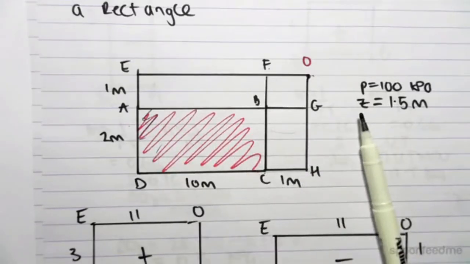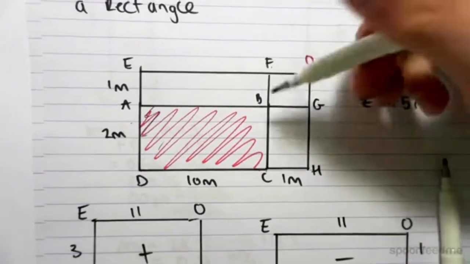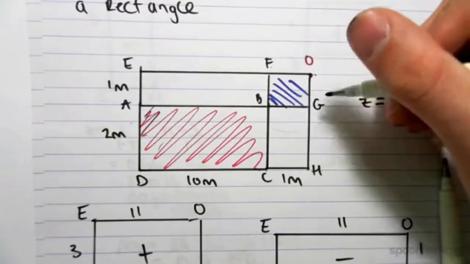But because we subtracted, let me do it in blue, because we subtracted this region twice, we have to add it back on to get it back to where it should be.